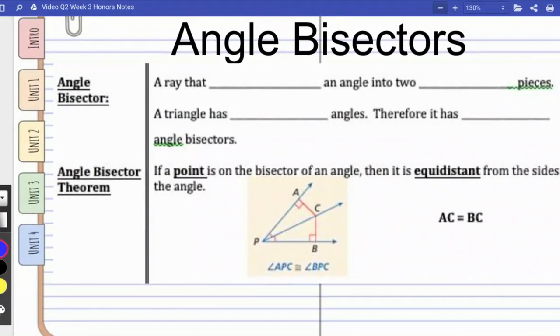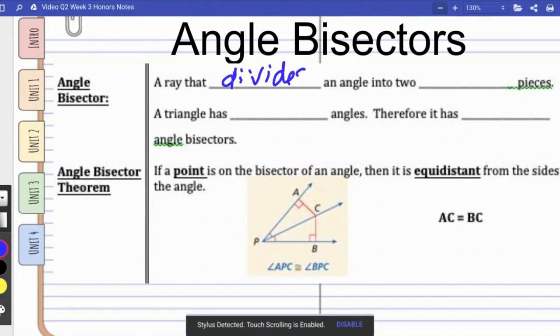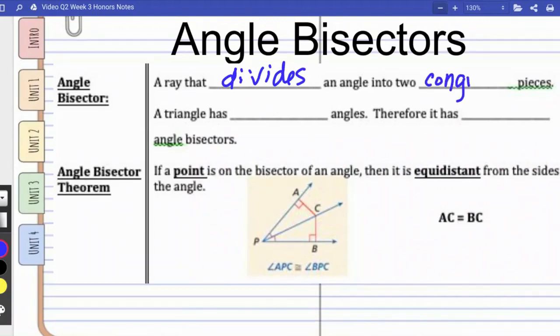Okay, so an angle bisector is a ray that divides an angle into 2 congruent pieces. A triangle has 3 angles, therefore it has 3 angle bisectors. If a point is on the bisector of an angle, then it's equidistant from the sides of the angle.